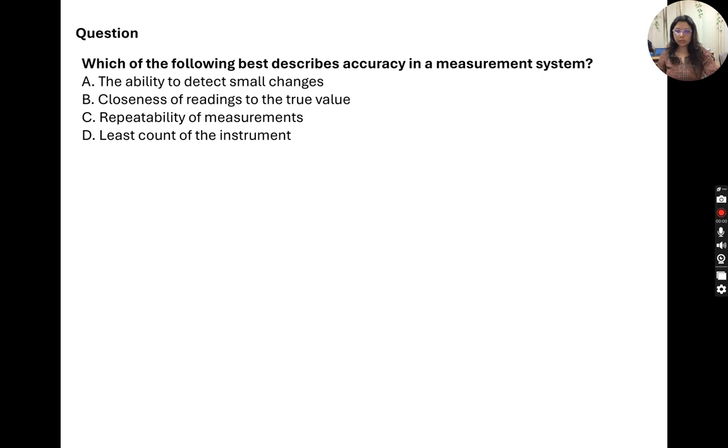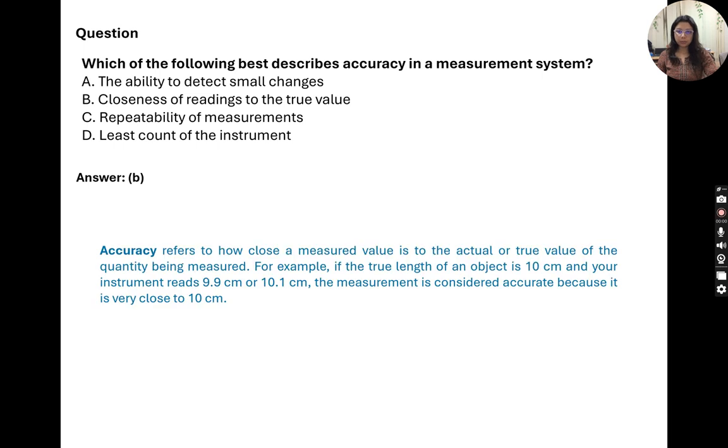Okay, let's move forward to the answer then. The answer is B, which says it's the closeness of readings to the true value. And why is it? Because accuracy refers to how close a measured value is to the actual or true value of a quantity being measured. For example, if the true length of an object is 10 centimeters, your instrument reading should be 9.9 or 10.1.